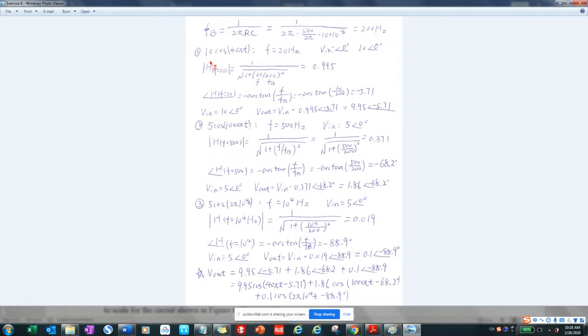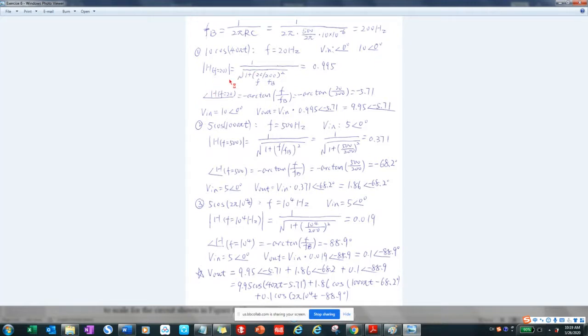Let's first look at the 10 cosine 40 pi t. That is the first component. We know that the frequency will be 20 Hz because 40 pi is omega, omega equal to 2 pi f, so f equal to 20 Hz. Then for the input, the phase angle equals 0. The input, if we write it in phasor representation, is 10 at angle 0.